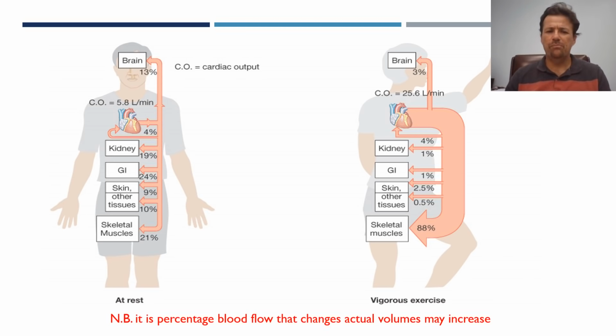Now, one thing I just want to point out is that the proportion changes, but sometimes the actual volume might show an increase or stay the same. And that's especially important for the brain. The brain actually stays the same. So even though the proportion is decreased, it's still getting enough blood to function, because we know the brain is very important in exercise, especially competitive exercise.